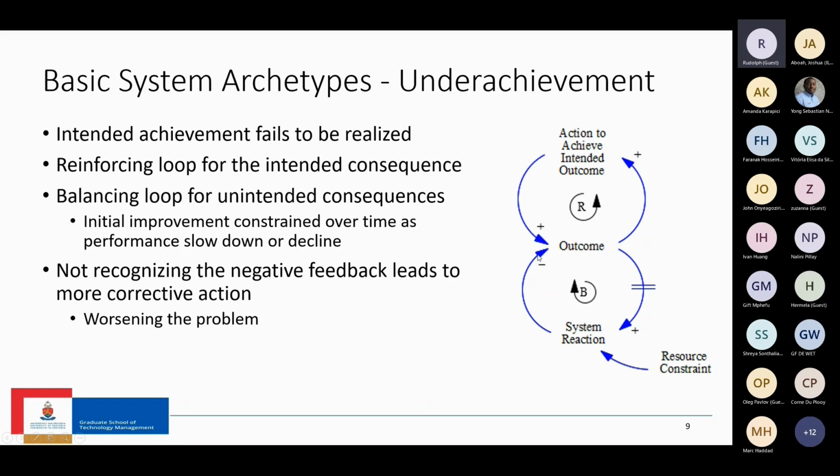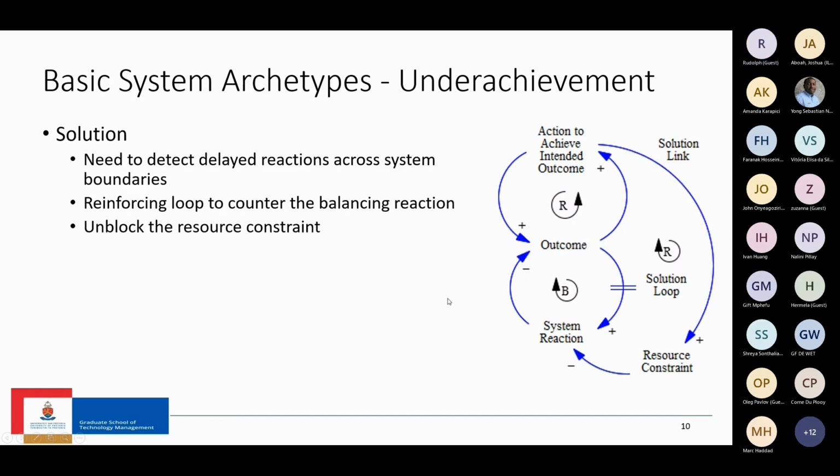And if the entity trying to achieve the outcome is not aware of this balancing outcome or the counterintuitive counter activity taking place here, you will actually only worsen the problem by trying to achieve the outcome more vigorously. So for this archetype, the solution is said to be you need to detect the delayed reactions from across the system boundaries. You add a reinforcing loop from your intended action to try and reduce or alleviate your resource constraint, which will then form a reinforcing loop countering the balancing loop taking place here.